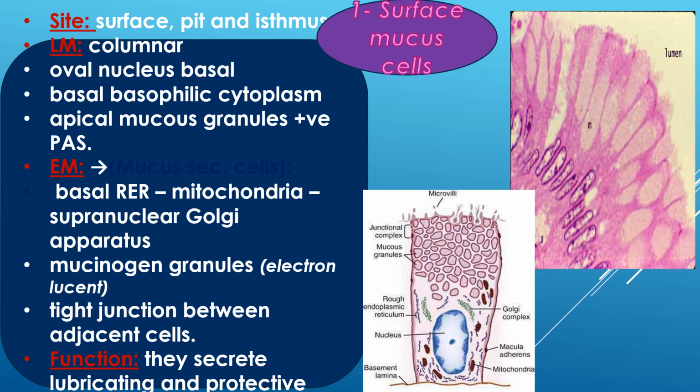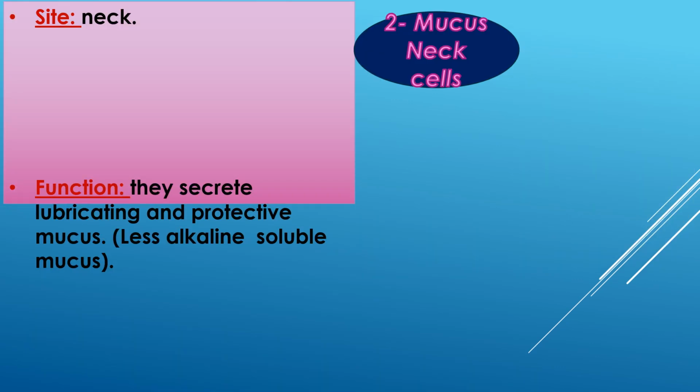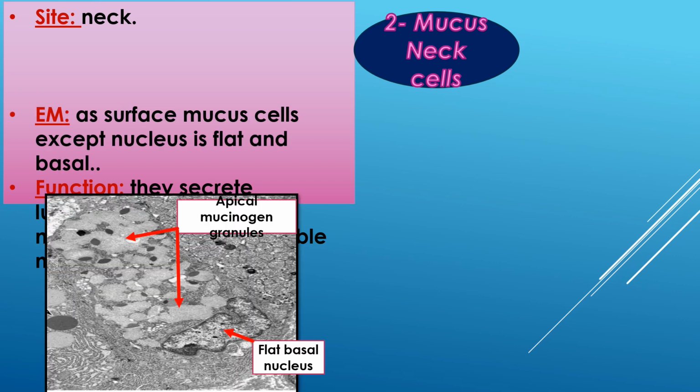Next, we have another type of mucus cell, according to its site. It will be in the neck of the fundic gland. This is called the mucus neck cell. It has the same description as its sister, the surface mucus cell, except that here the nucleus is flat and basal. They secrete mucus, which is acidic. Take care, here the mucus is acidic for lubrication and protection.